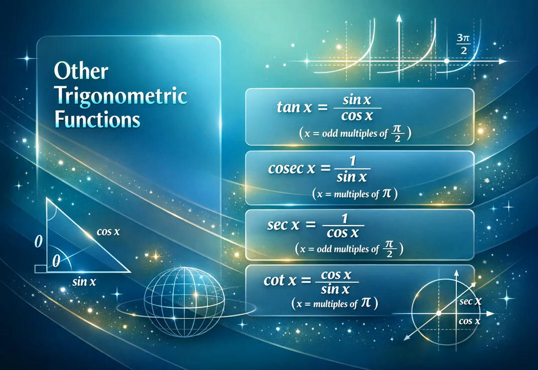From sine and cosine, we define the other 4 trigonometric functions. Tangent is sine divided by cosine. Cosecant is 1 over sine. Secant is 1 over cosine. Cotangent is cosine divided by sine. Each has domain restrictions where the denominator equals 0.